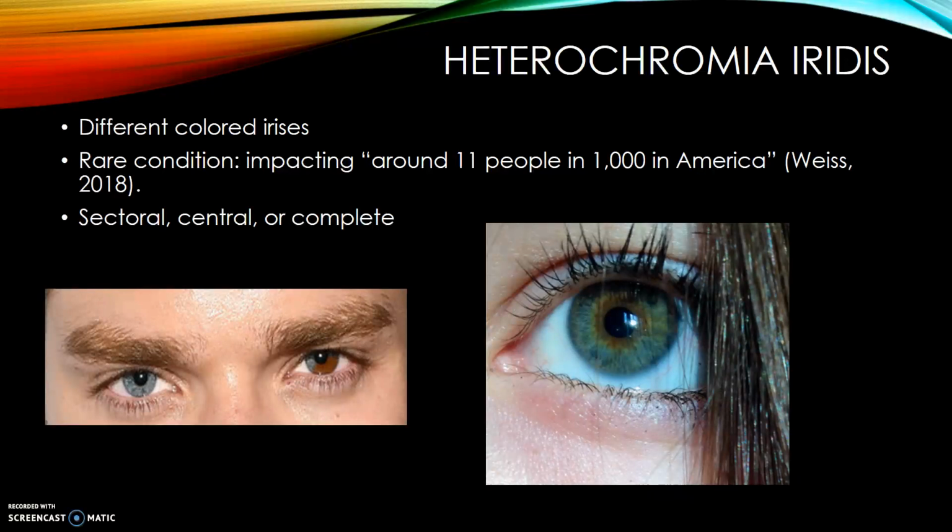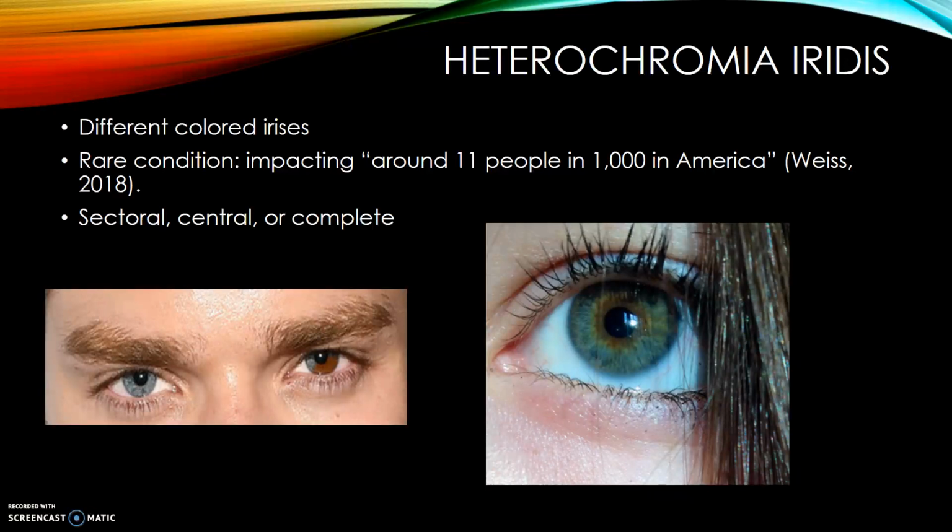heterochromia iridis is the result of many genetic and acquired factors that contribute to the expression of one's eye color. So it is rare, impacting around 11 in 1,000 people in America. Since eye color has a lot of variation, there's a large range of the condition that this can have. There can be either sectoral, central, or complete. So a famous person named Dominic Sherwood, he's an actor, he has this condition. As you can see, his right eye is fully blue and his left eye is half brown, half blue.